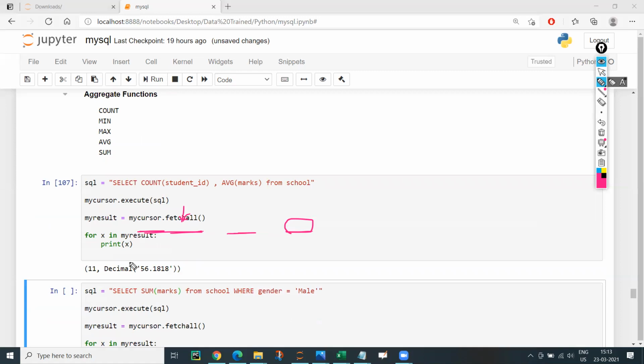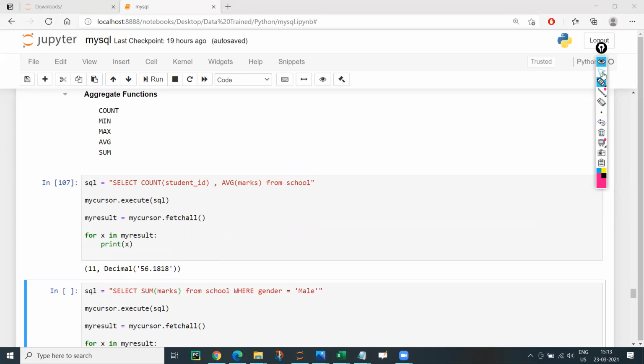So yes, we have 11 students in this particular table and 56.18 is the average marks of this school. Here we are not worried about female or male, so we are worried about total students. Out of 11 students, the average marks is going to be 56. That's how we can interpret.